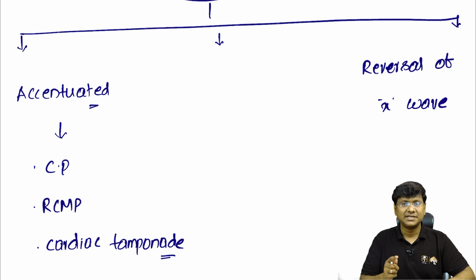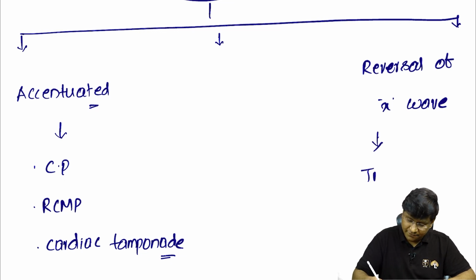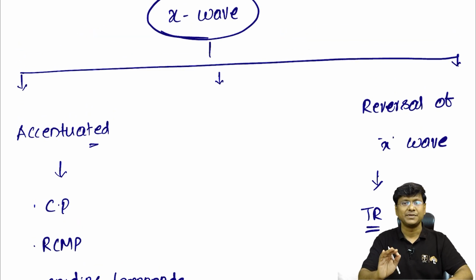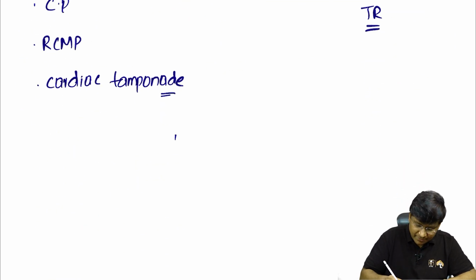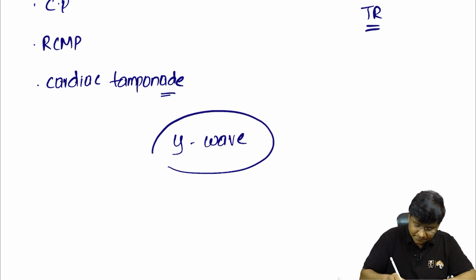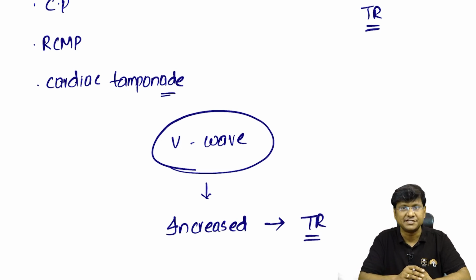And you need to know the conditions where you have the reversal of the X wave. The reversal of the X wave is observed in patients with tricuspid regurgitation, right? Then you take the abnormalities related to the V wave. So you need to know the condition where the V wave is increased. V wave is increased in patients with tricuspid regurgitation.